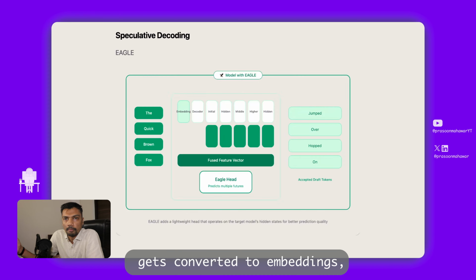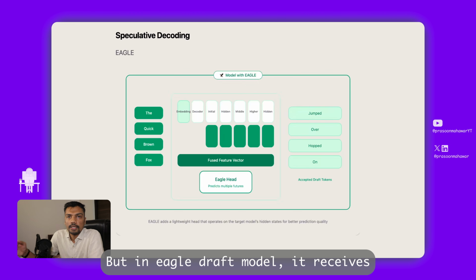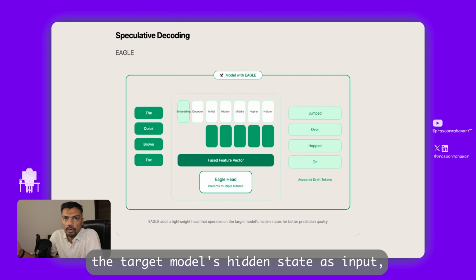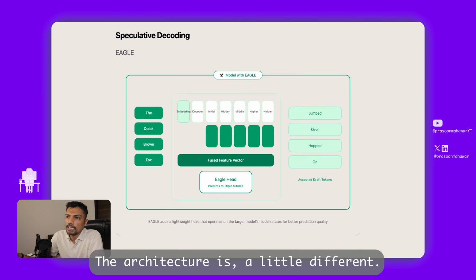Gets converted to embeddings, then run through their own transformer, and then they predict the next token. But in the Eagle draft model, it receives the target model's hidden state as input, and it directly sees the target model's internal representations, making it a much better predictor of what the target will do next. The architecture is a little different.